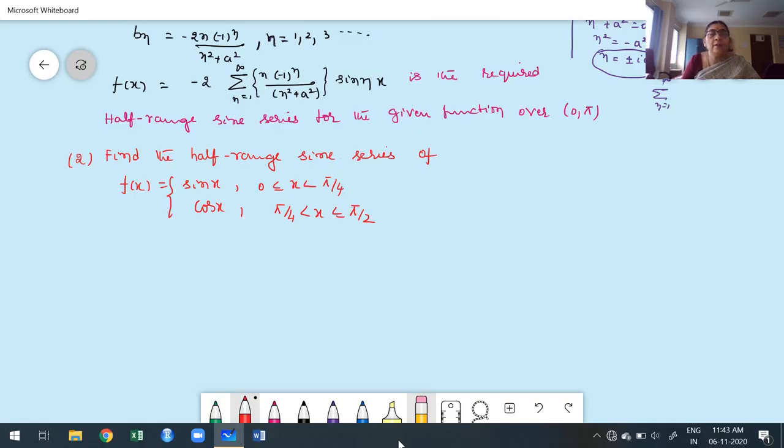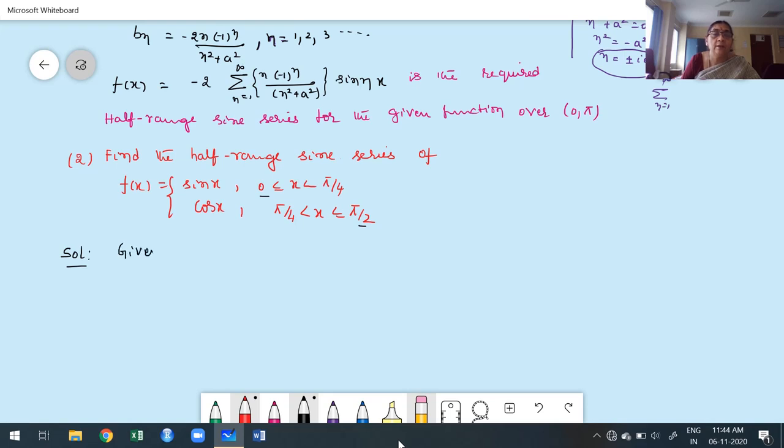Now here they given a splitting function. The question is how to construct the half range Fourier sine series, or just sine series, of the function. We already solved a few problems in the general construction of Fourier series. Suppose the function is a splitting function, there we are going to take the overall interval. Here also we are going to take the overall interval.